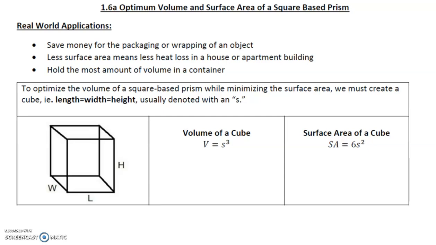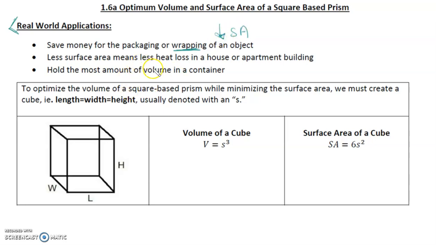1.6a, optimum volume and surface area of a square-based prism. Okay, so we're going to touch on real-world applications for this. Save money for packaging or wrapping an object, right? Because you want to save money on, say, the wrapping paper. So we're talking about less surface area.